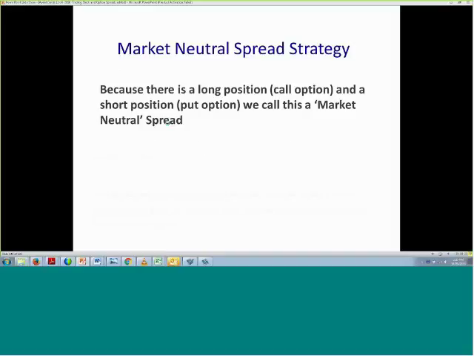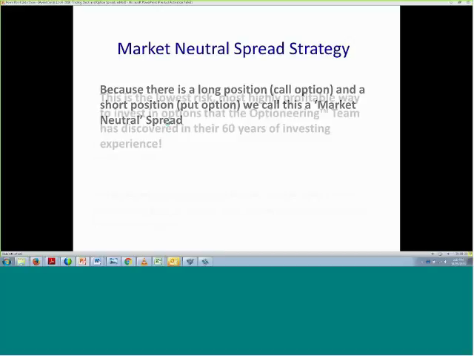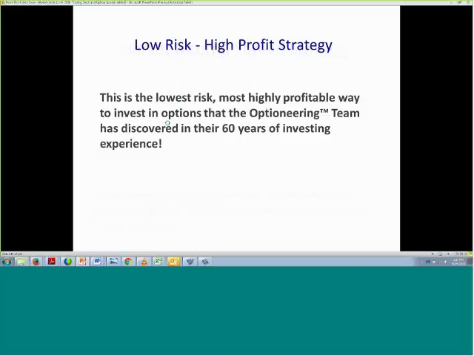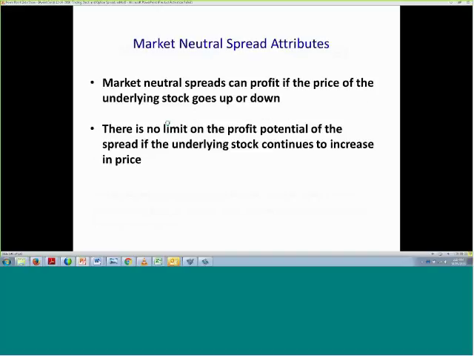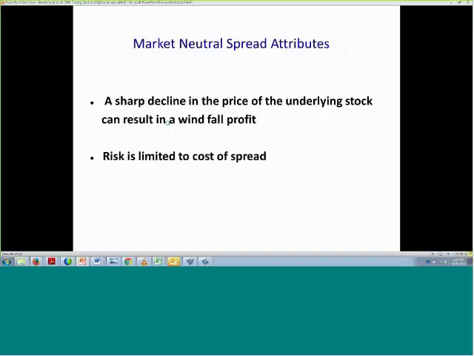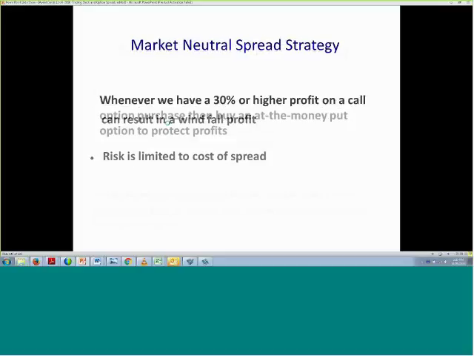So we call these market neutral spreads because the call option, of course, profits as the underlying stock moves up in price. The put option profits as the underlying stock moves down in price. So we call these market neutral trades, and we'll look at some examples of market neutral spreads.